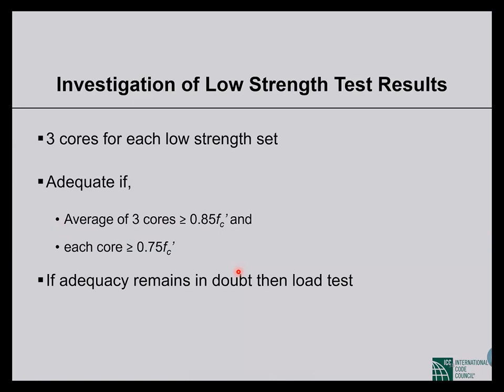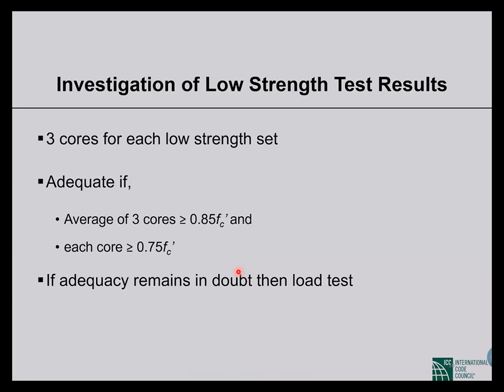If the core size is less, then this criteria will not apply. Then this criteria is too strict if you use a smaller diameter core. So there is a lot of literature and there are a lot of standards in ACI. You have to study those things. In BNBC, those are not mentioned.